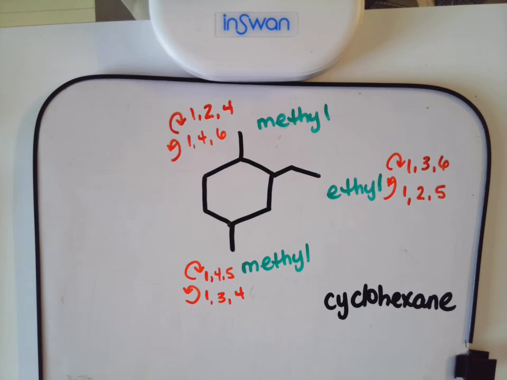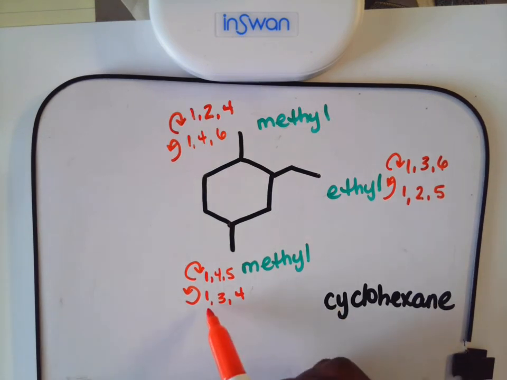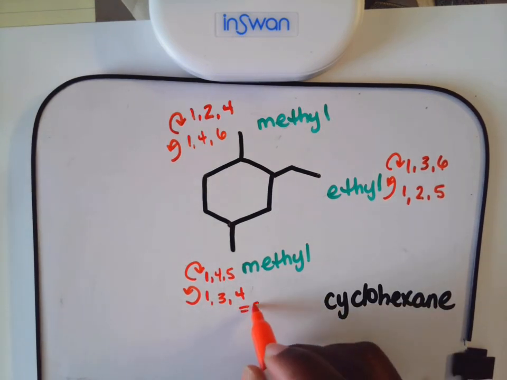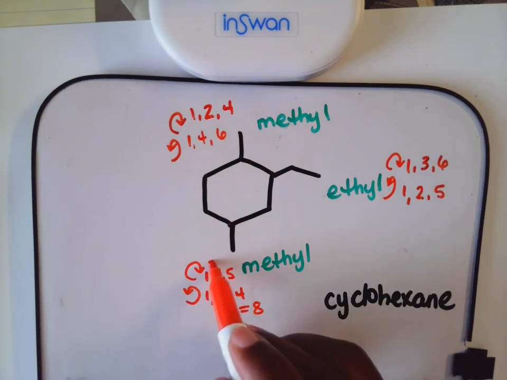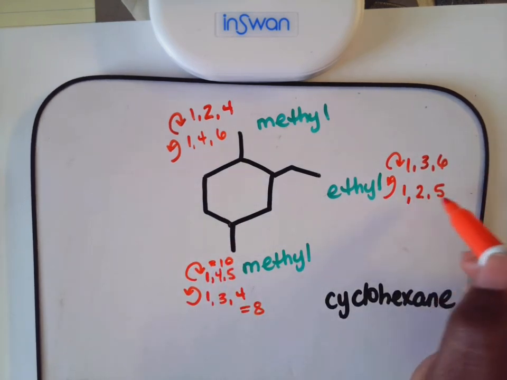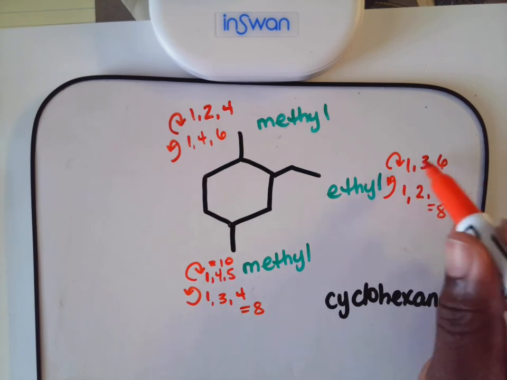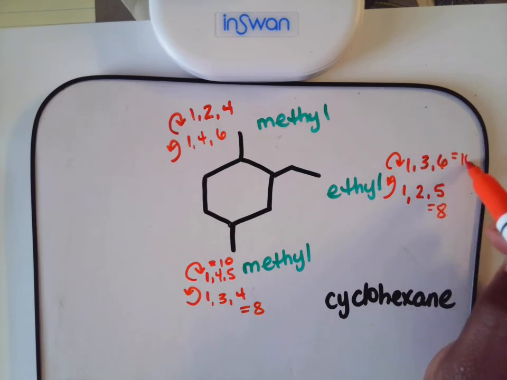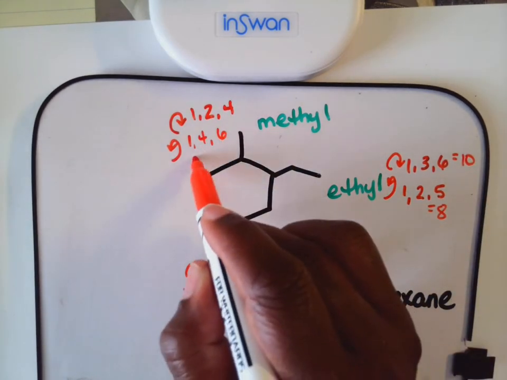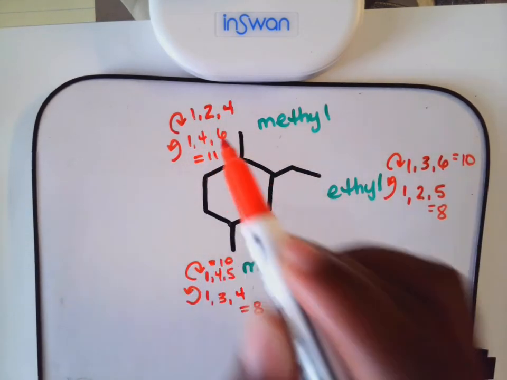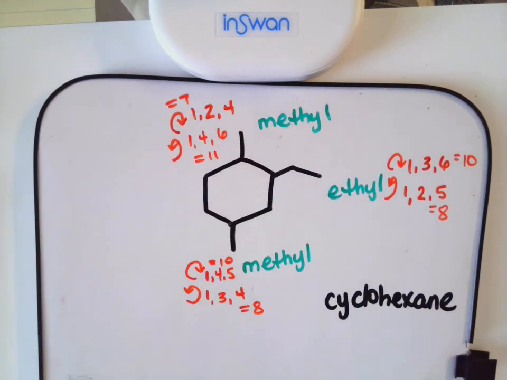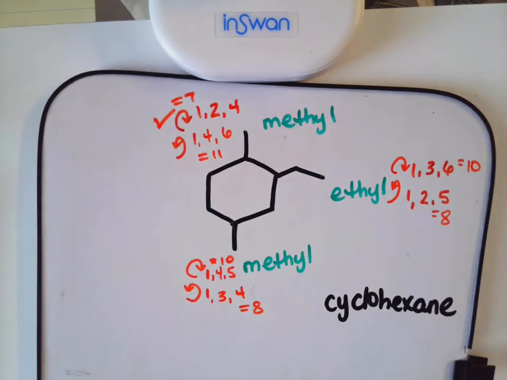Once you go through and determine these different sets of numbers, simply add them together and figure out which set gives you the lowest sum of numbers. So if I add 1, 3, and 4, that equals 8. 1, 4, and 5 equals 10. 1, 2, and 5 also equals 8. 1, 3, and 6 also equals 10. 1, 4, and 6 equals 11. And then I have 1, 2, and 4, which equals 7. So 1, 2, and 4 gave me the lowest sum of numbers. So that indicates how you want to number your parent chain.